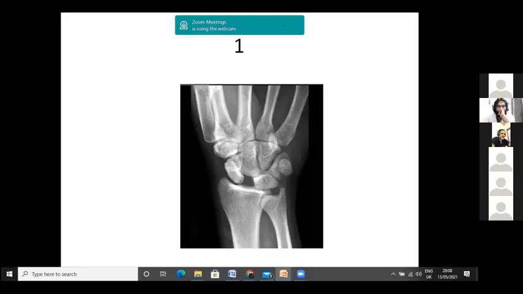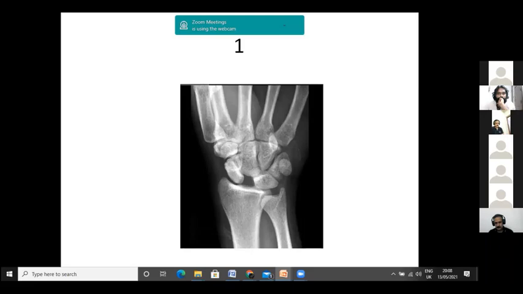Gautam, can you start the case? So this is the X-ray of the wrist, with the distal radius and distal ulna, showing a defect between the scaphoid and lunate. Very good.